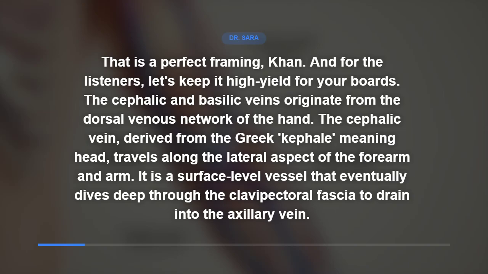That is a perfect framing, Con. And for the listeners, let's keep it high yield for your boards. The cephalic and basilic veins originate from the dorsal venous network of the hand.